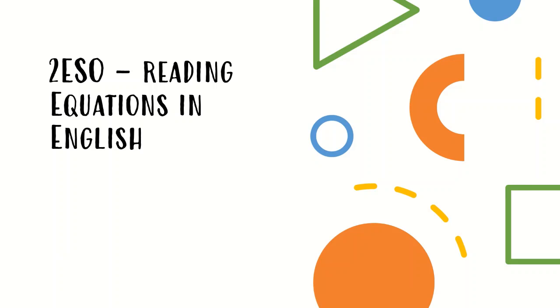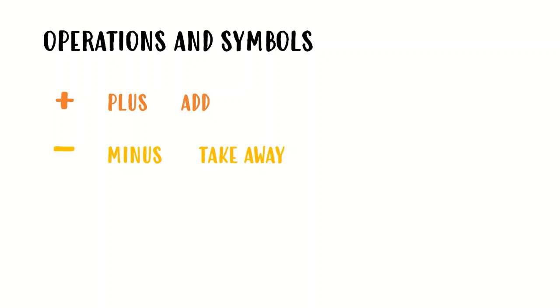Okay, so in today's lesson, I'm just going to go over again how to read equations in English. So first of all, we'll just go over the operations and symbols again. This symbol, we can say plus or add in English, yeah? So if you're reading an equation, you'd normally just say plus though. This, minus or take away, you'd normally say minus if you're just reading an equation.